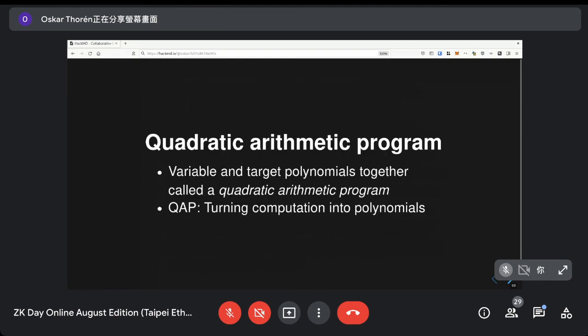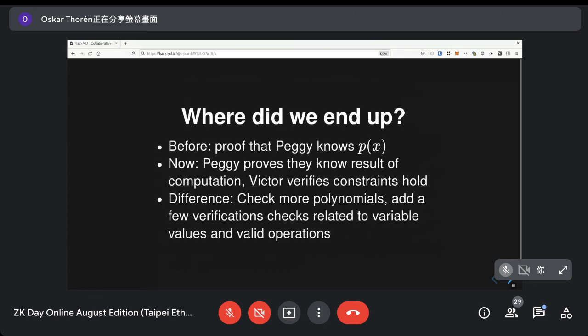So all of this together, the variable and target polynomials, is called a quadratic arithmetic program. It allows us to turn computation into polynomials. So where did we end up? Previously, Peggy had to prove that they know a polynomial. And instead they prove that they know the result of some computation. And then Victor is verifying that this constraint holds. The main difference is that we have to check a few more polynomials, and add some verification checks when it comes to variable values and value operations.